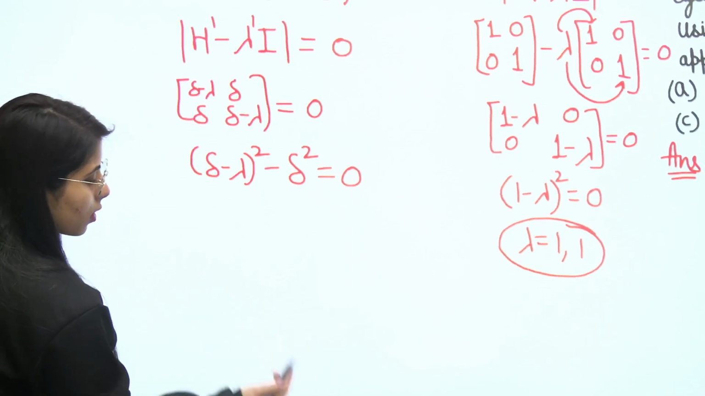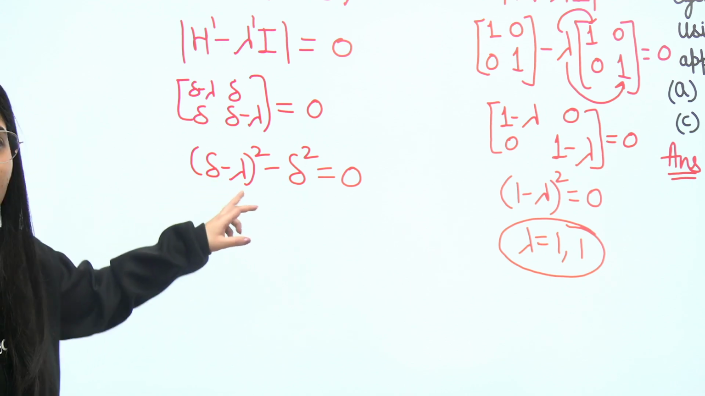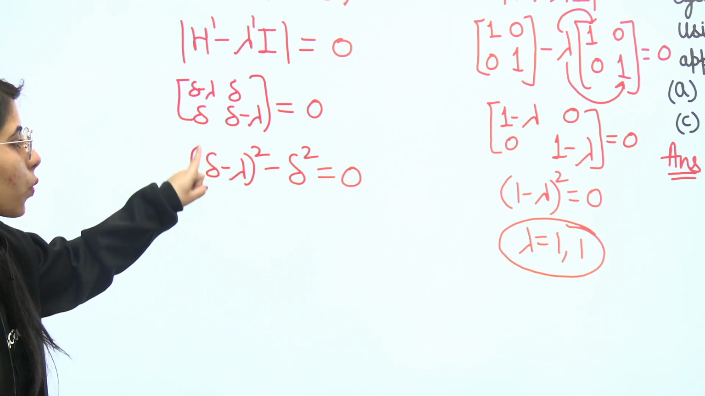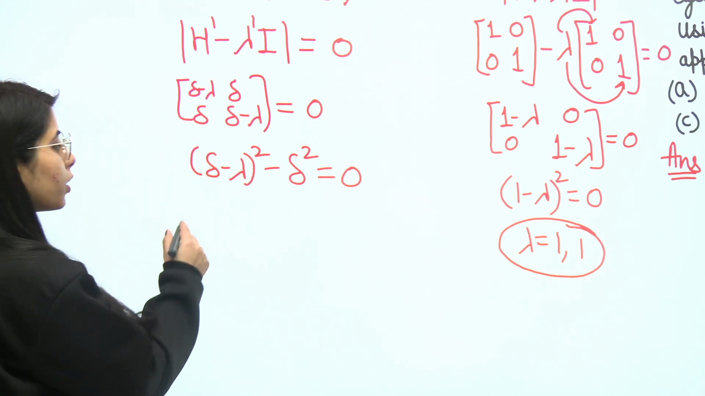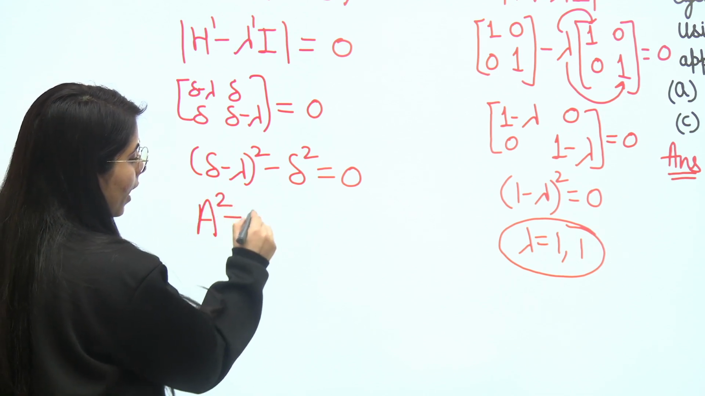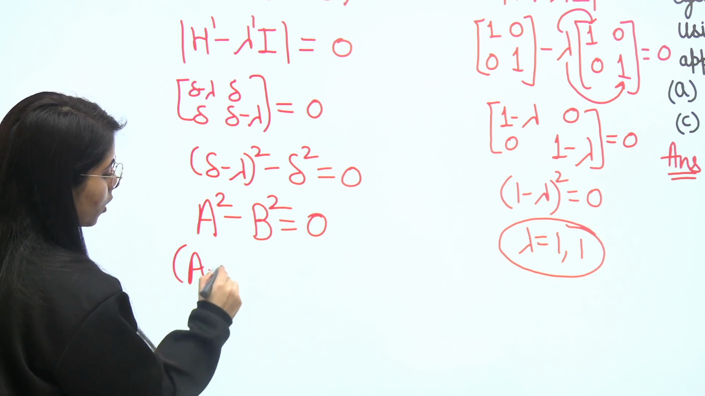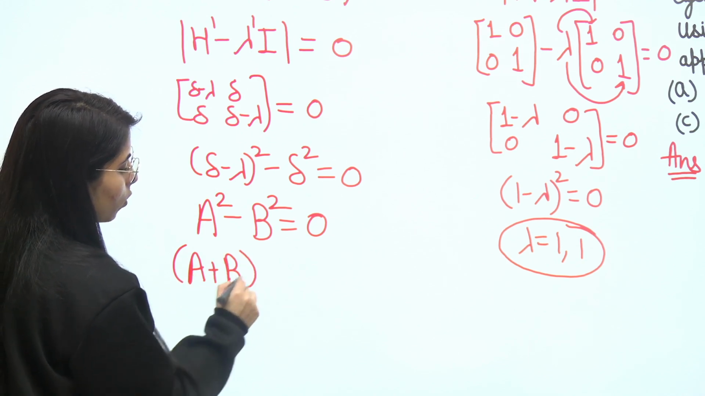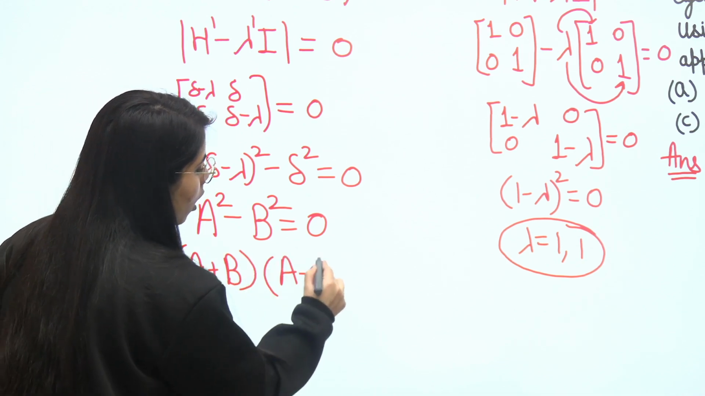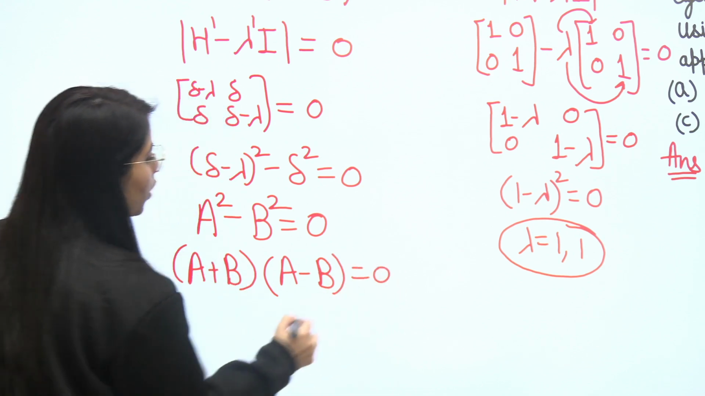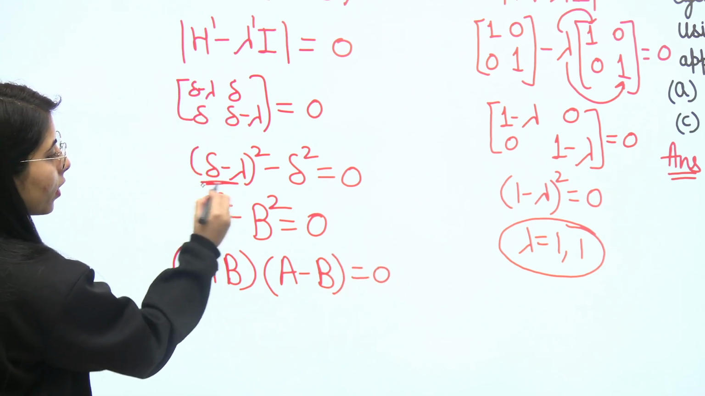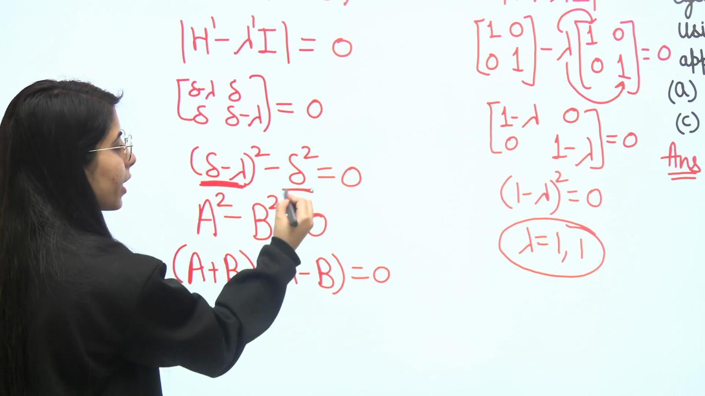Next thing, after simplifying it in this way, it is what? It is in the a square minus b square form. So what you can do, you can write it as a minus b into a plus b, or a plus b into a minus b, okay. What is a here? And that is equal to 0. What is a here? Delta minus lambda. What is b here? Delta.